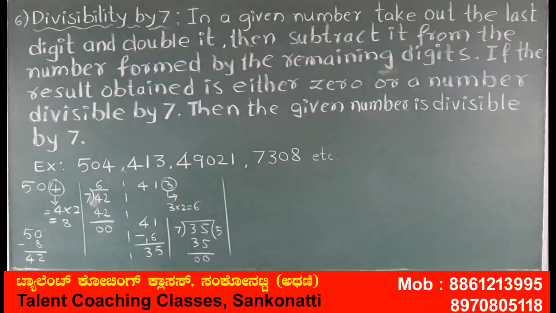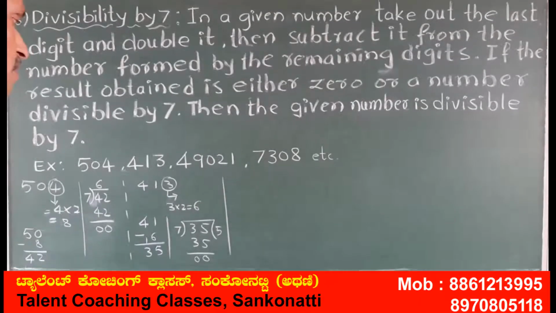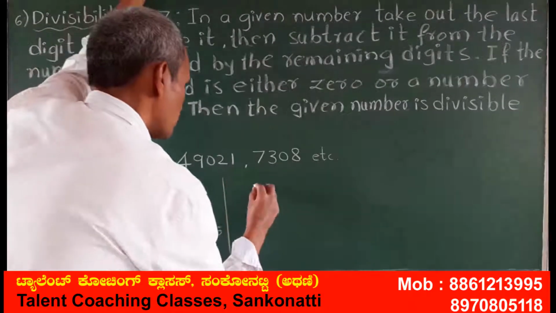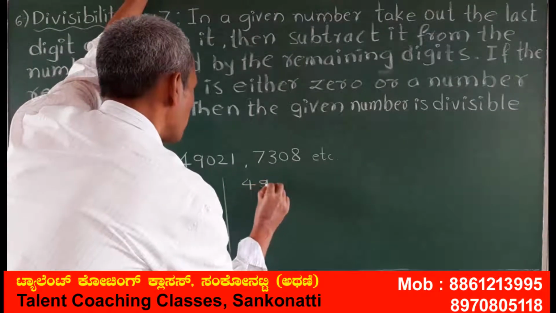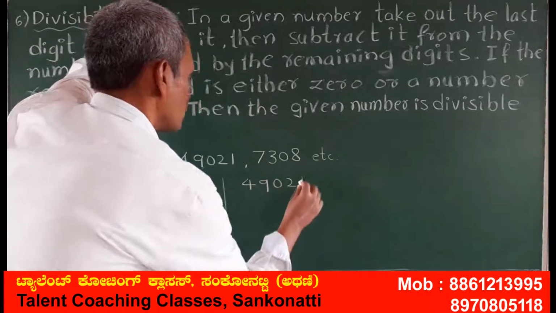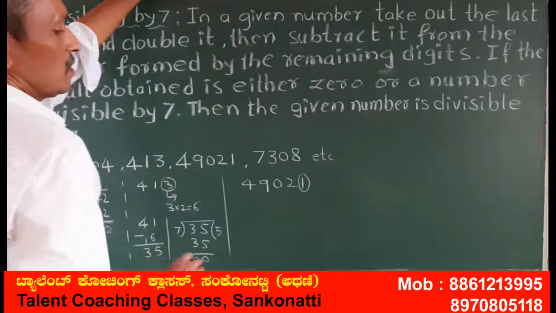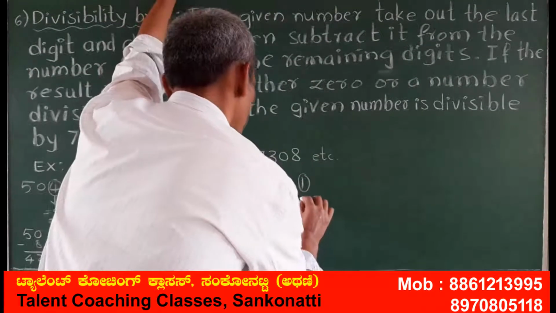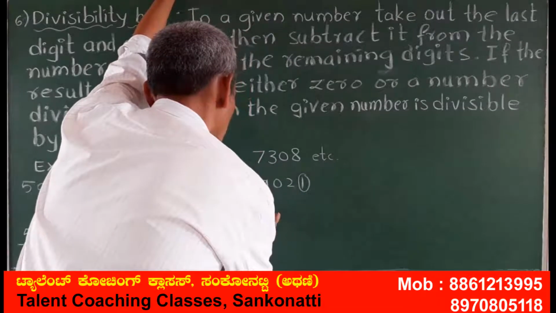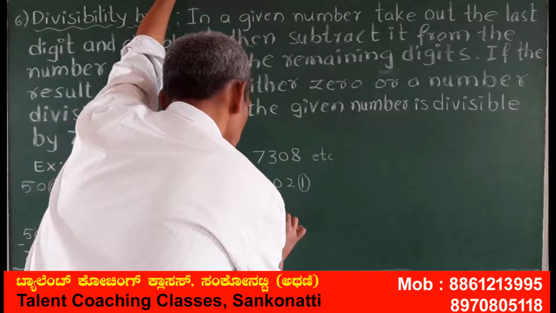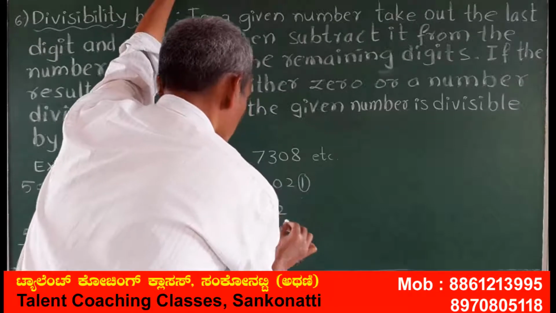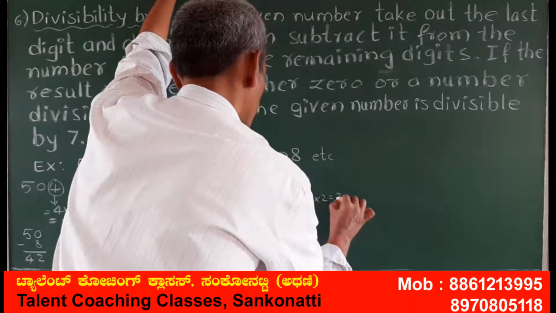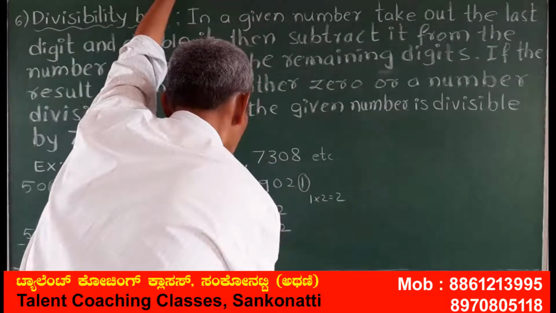Now we'll apply this rule for this number. Now we'll write 49021. The last digit in this number is 1. So now we'll take out this 1. The number that remains after taking 1 out is 4902. We'll double the 1, it becomes 2. We'll subtract it from this number.